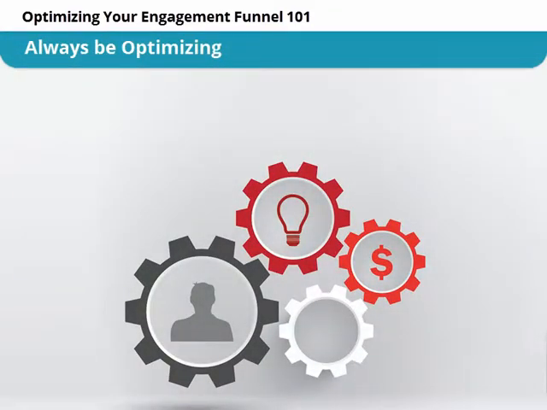Optimizing your funnel is about getting improvements in these key performance indicators. This is an ongoing process. You will want to get all of your areas out of the red, but that doesn't mean that everything needs to be in the green for your funnel to be successful.